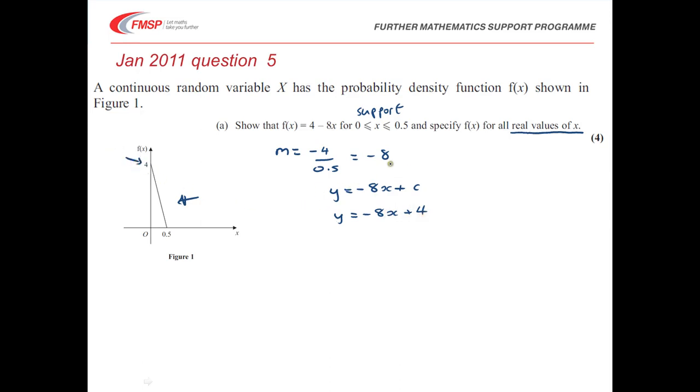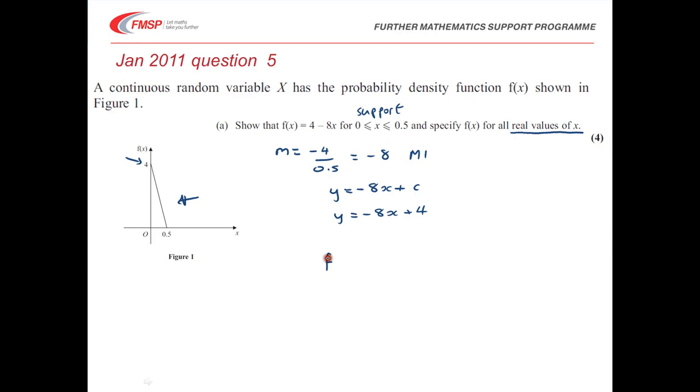So you're going to get 1 mark for finding the gradient. You're going to get an accuracy mark for demonstrating you're using the y-intercept. So we need this plus c. We need then for you to demonstrate that you know what that means. So it's the specifying for all real values now that's important.